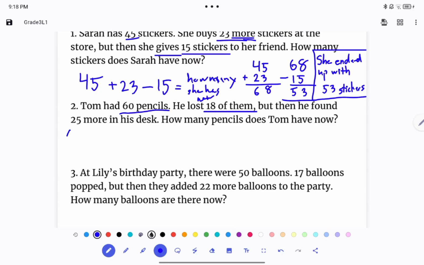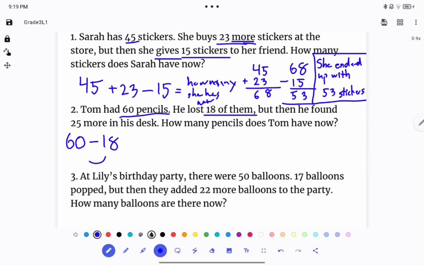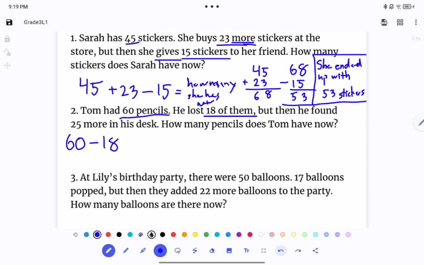Alright, so Tom initially starts off with 60. He loses 18 of them. So we have to subtract 18 from the original total because they're gone. But then he finds 25 more. And notice how this says more. So that means you usually add 25. And that's equal to however much he has now.